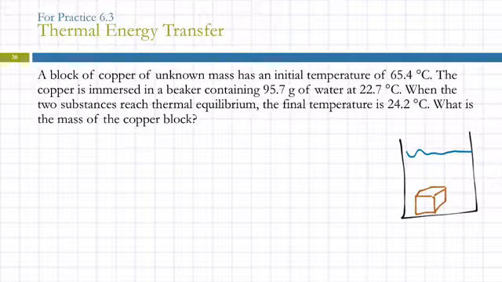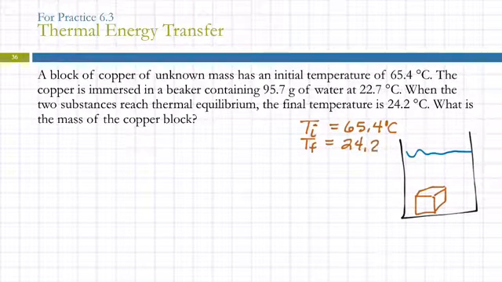So let's think about the copper first. What do we know about the copper? We don't know what the mass of the copper is. We know the mass of the water. Do we know the initial temperature of the copper? Yeah, that's 65.4 degrees Celsius. Do we know the final temperature? Yeah. So the final temperature is 24.2 degrees Celsius. Do they give us any other information about the copper there? No, they don't.